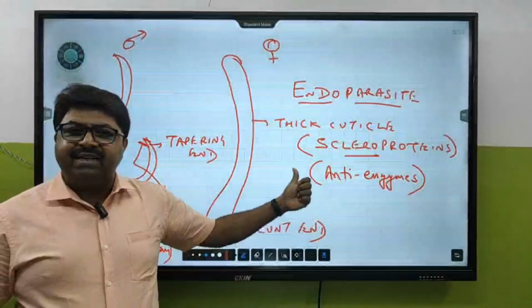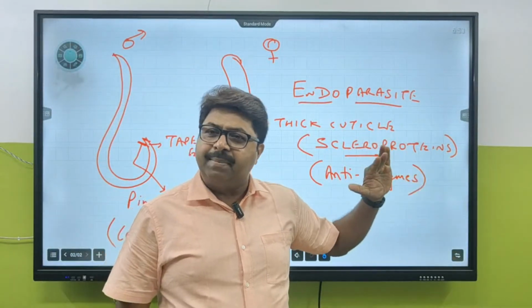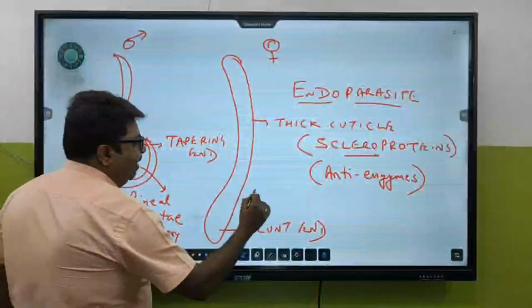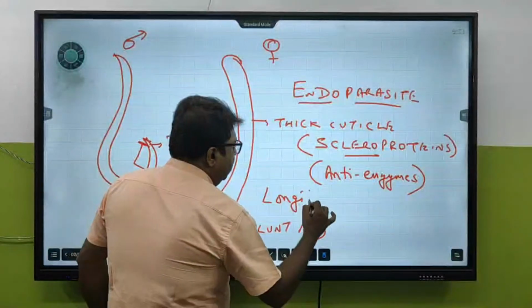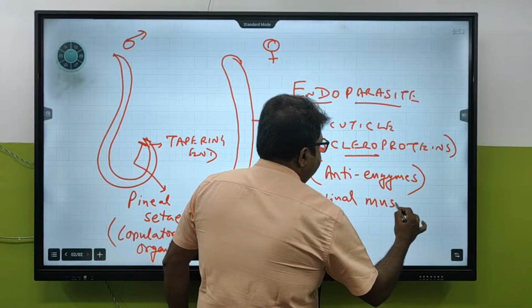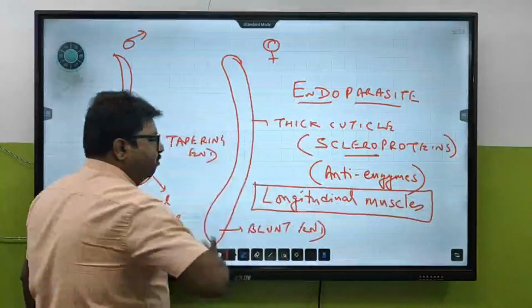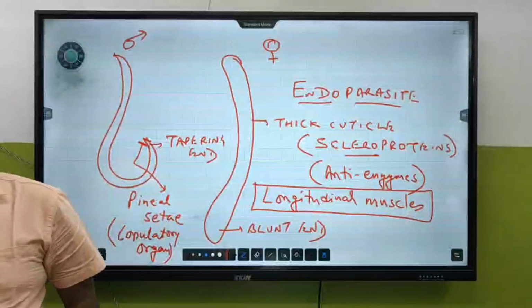So you won't be able to digest this by the help of the pepsin inside your stomach. They're going to secrete antipepsin. So thick cuticle. Also they have got muscles called longitudinal muscles only, by which they can move.